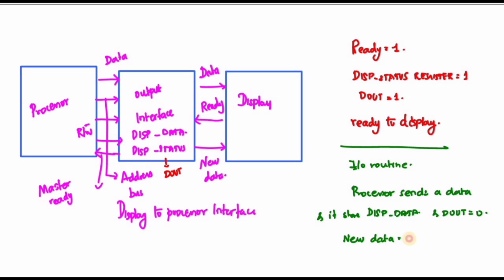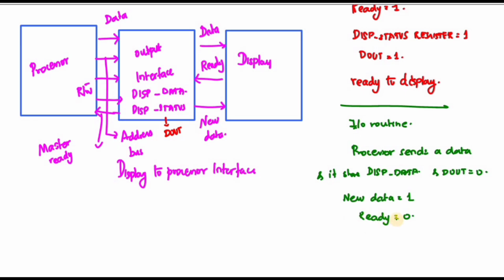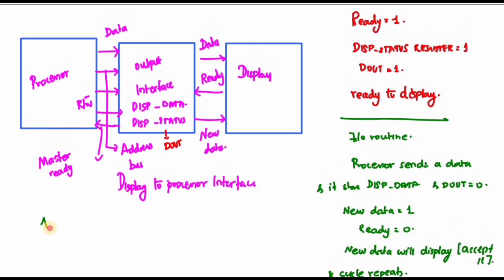Okay. So the processor will send the data and it gets stored in the display data. It will make my D out 0, then the new data equal to 1. Then the display will make ready equal to 0, accept the new data and display it. And the cycle gets repeated.